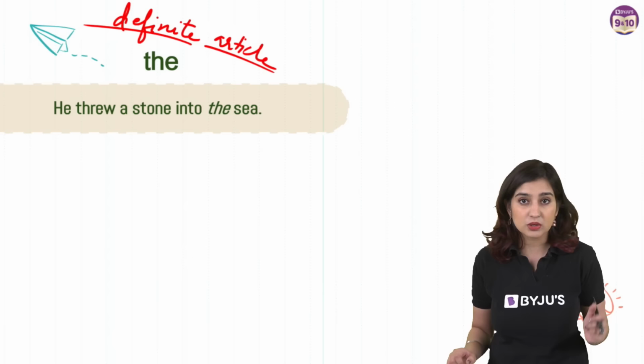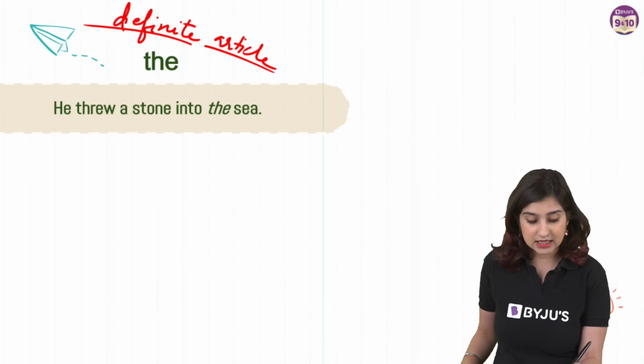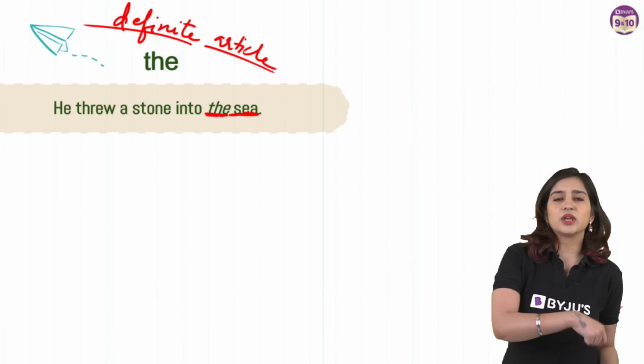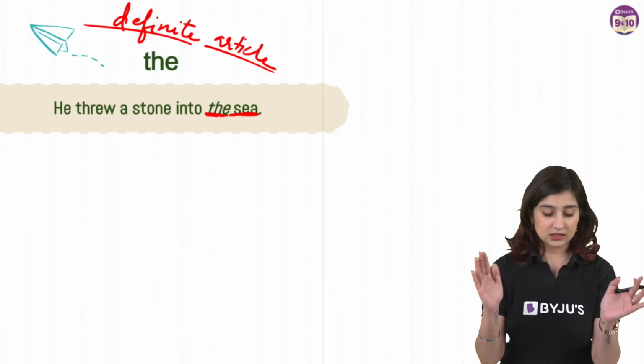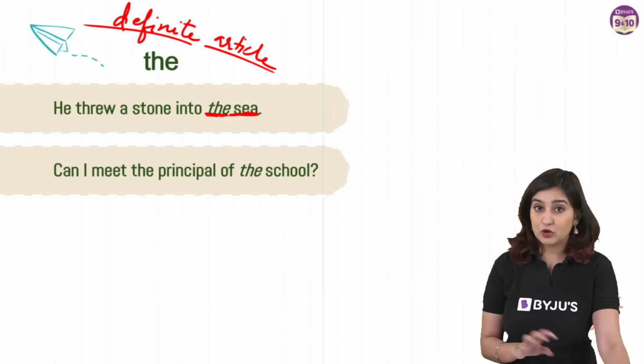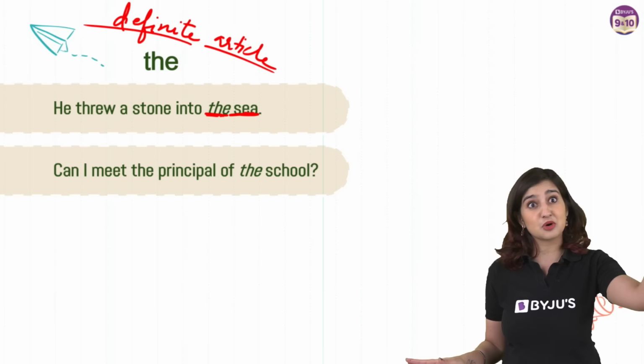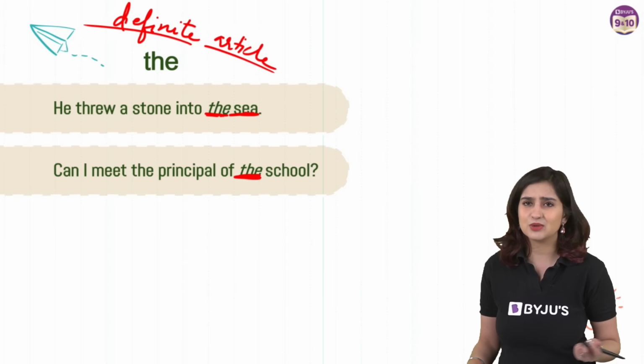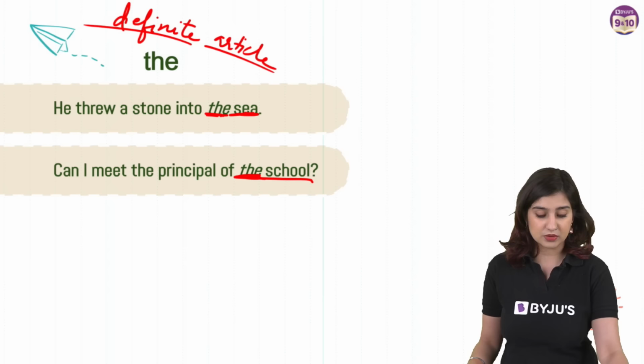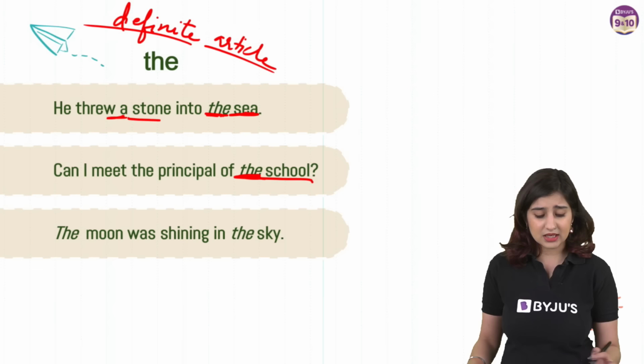Okay, so see, he threw a stone into the sea. Now sea is your noun here. We are talking about a sea that everybody knows the context for, which sea we are talking about. That is why we say the sea. Can I meet the principal of the school? Okay. Now, if you're asking this to somebody, obviously you are probably already in that particular school. So if you're saying can I meet the principal of the school, everybody knows that you're talking about that school only. You won't go to some other school and ask about the principal of some other school. Theek hai, so it's quite obvious why we use the definite article the over here before the noun school. And in this, see, other determiners are also coming, like I threw a stone, okay, can I meet the principal, so you can pay attention to those also, not just the ones that have been italicized.